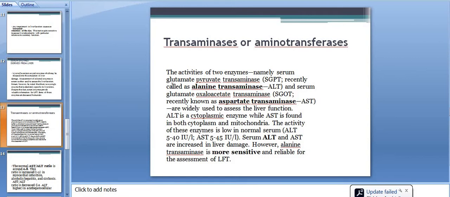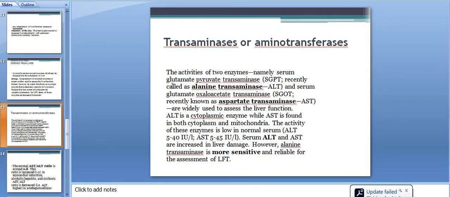Alanine transaminase is a cytoplasmic enzyme, while aspartate transaminase is found in both cytoplasm and mitochondria. The activity of these enzymes is low in normal serum. Serum alanine transaminase and serum aspartate transaminase are increased in liver damage.